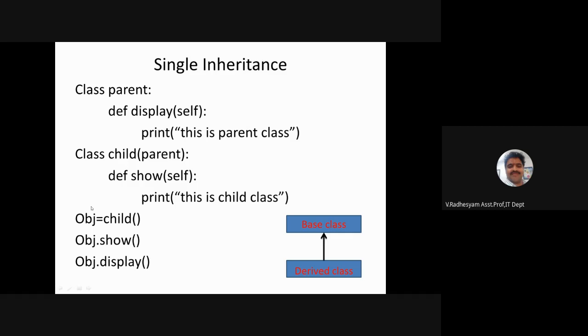Now, if you create an object for a particular class, that is obj equals child, that means I have created an object for the child class. obj is an object for the child class. So by using obj, we can access the functions of child. That is obj.show. This is okay.